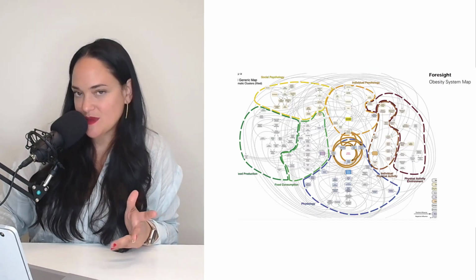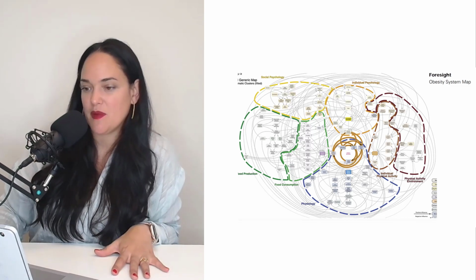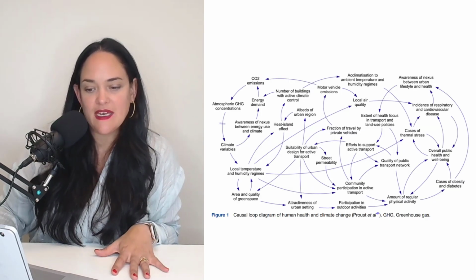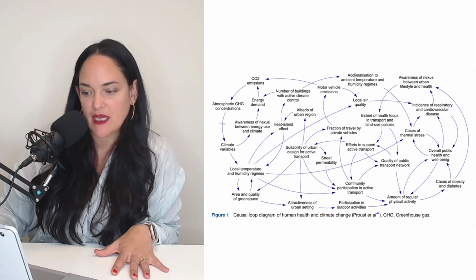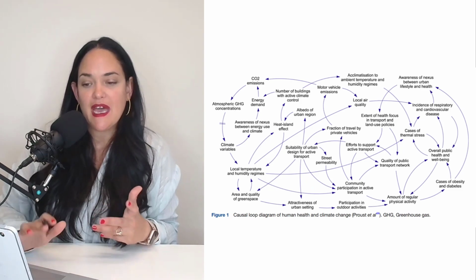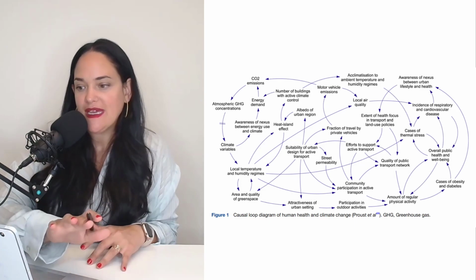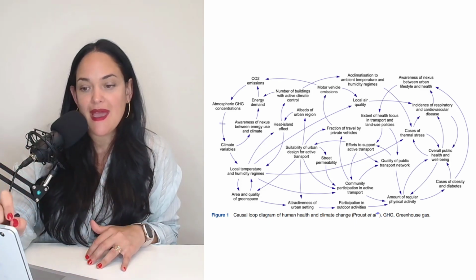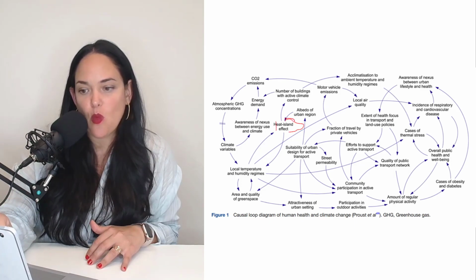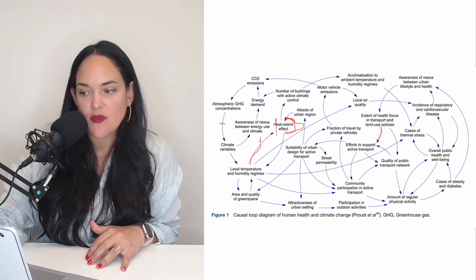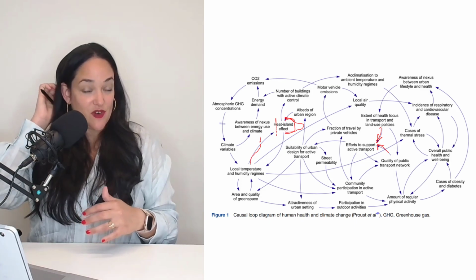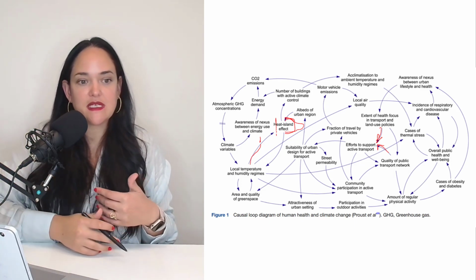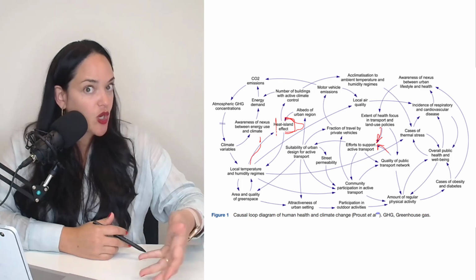That's the obesity systems map. We saw that when we talked about obesity as well. And here's a map that talks about climate change and greenhouse gases. Again, the common feature is that there's a lot of things leading to a particular outcome. It's not about focusing on one of those factors, but about focusing on how the different factors are affecting each other.